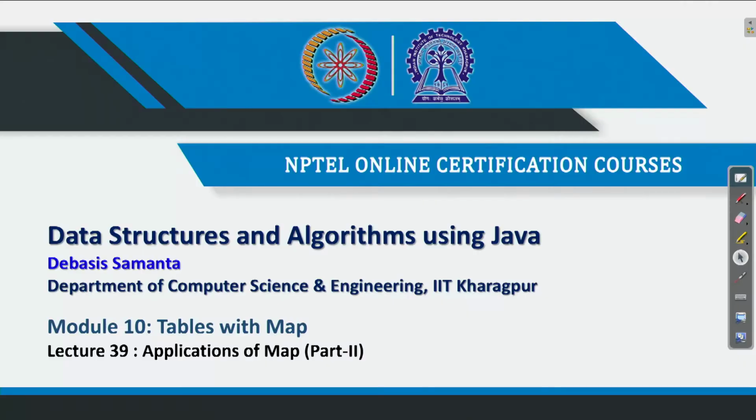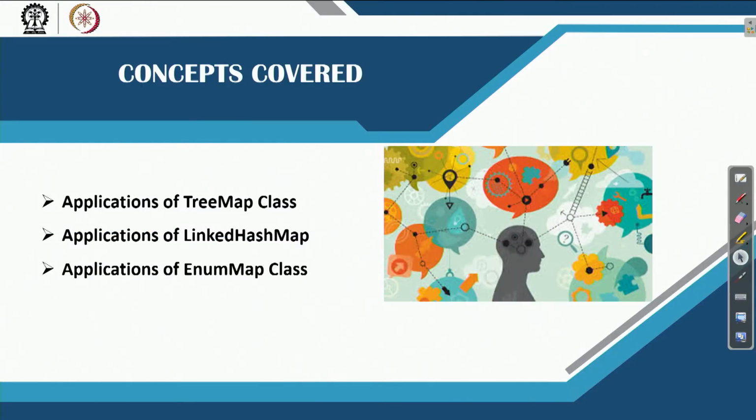We are discussing tables, and so far we have discussed the Map framework, handling tables, and one important class, HashMap. There are a few more utilities in java.util for dealing with tables. They are basically TreeMap, LinkedHashMap and EnumMap. So, we will discuss all those things.